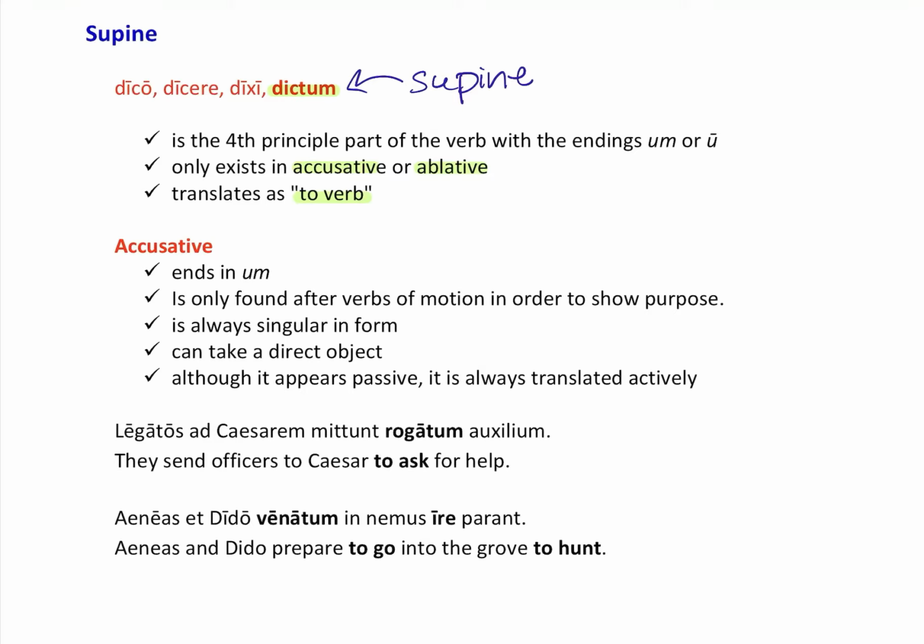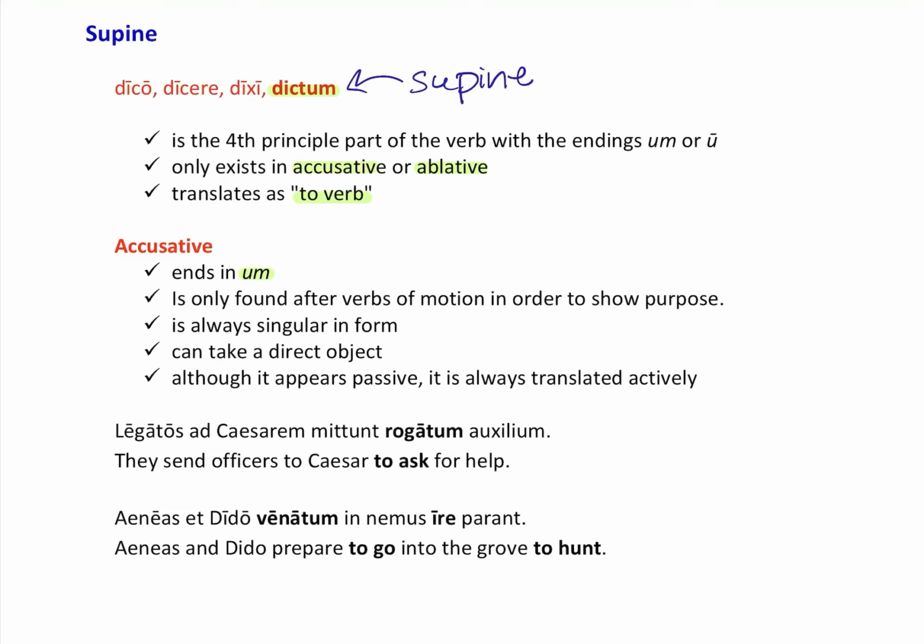Now you do have a supine page in your chart book that you can refer to that'll help you, but I'm going to go over everything you need to know here as well. In the accusative, each of these cases only has very specific uses in Latin. So let's talk about the accusative. The accusative, you always know, ends in -um, which is pretty common because you remember that your second declension nouns end in -um in the accusative, so that'll help you remember.